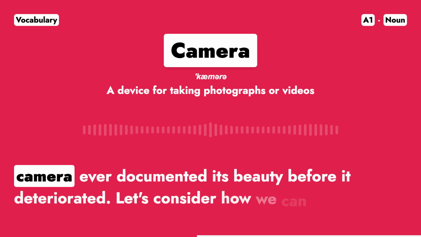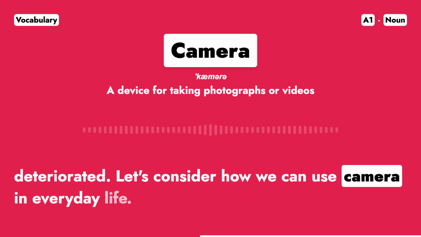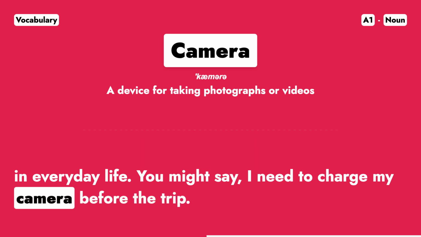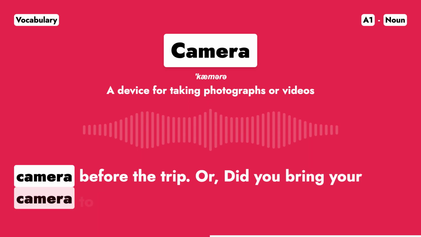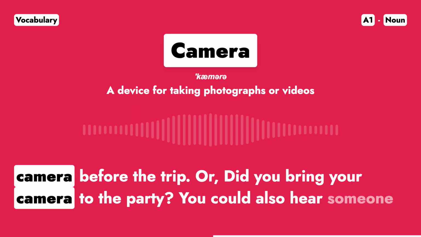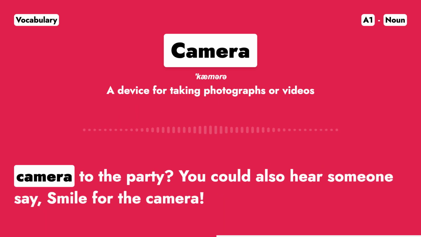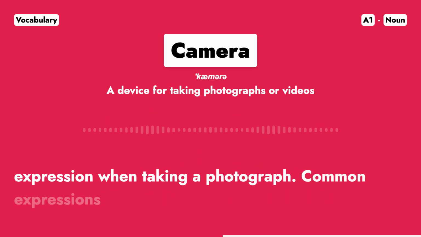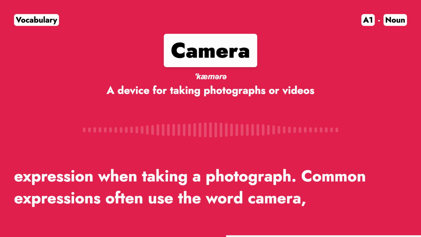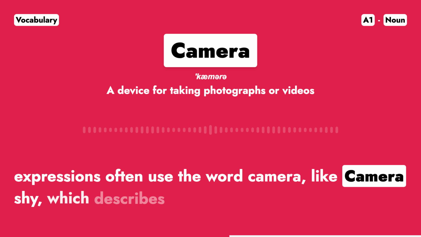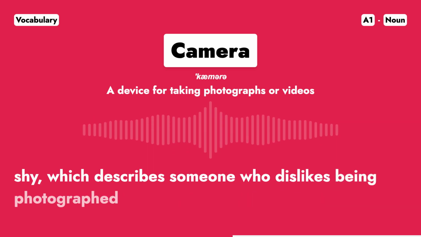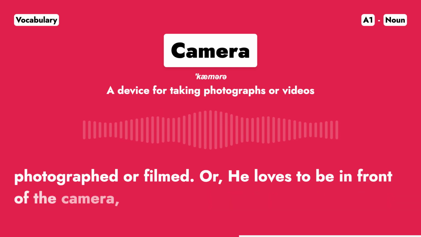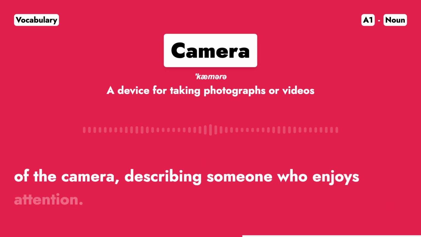Let's consider how we can use camera in everyday life. You might say, "I need to charge my camera before the trip." Or, "Did you bring your camera to the party?" You could also hear someone say, "Smile for the camera," which is a common expression when taking a photograph. Common expressions often use the word camera, like camera shy, which describes someone who dislikes being photographed or filmed. Or, "He loves to be in front of the camera," describing someone who enjoys attention.